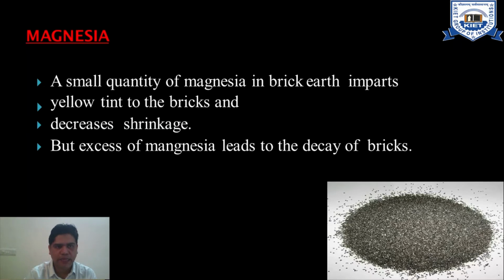And next is magnesia. A small quantity of magnesia, that is less than 1% in brick earth, imparts a yellowish tint to the brick and it decreases shrinkage, but excess of magnesia leads to the decay of bricks.